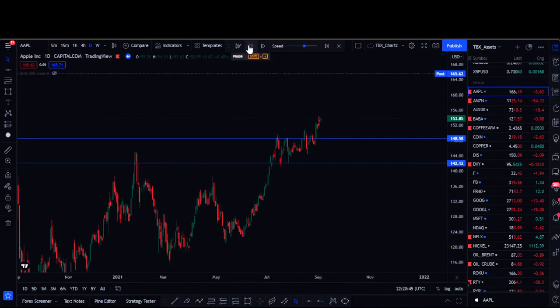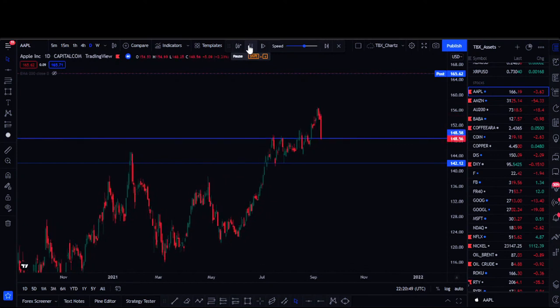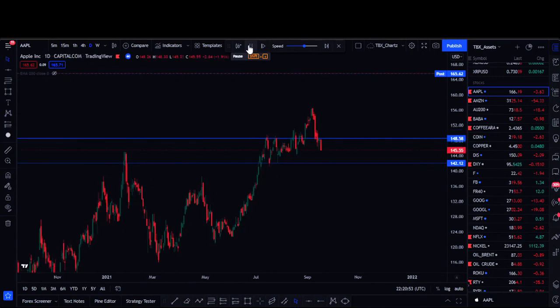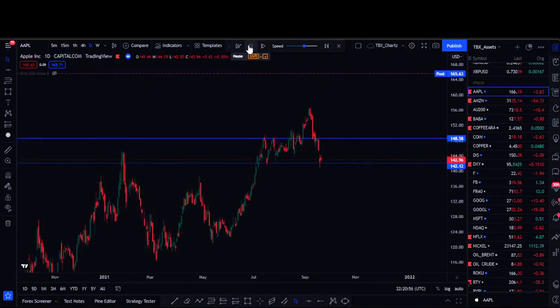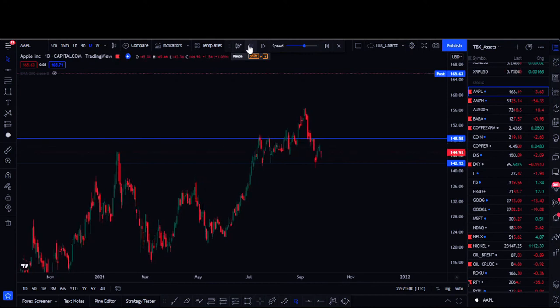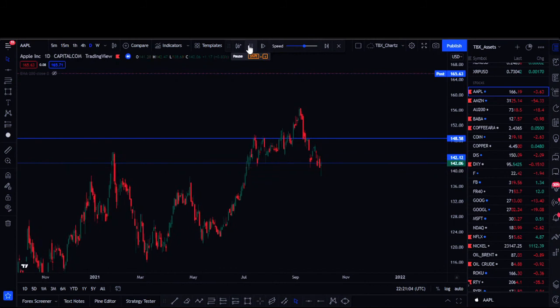So let's see what price did. Price got back into the zone. Now what are we waiting for? We're waiting for an entry reason. Probably a double bottoms. But double bottoms is very, very effective.